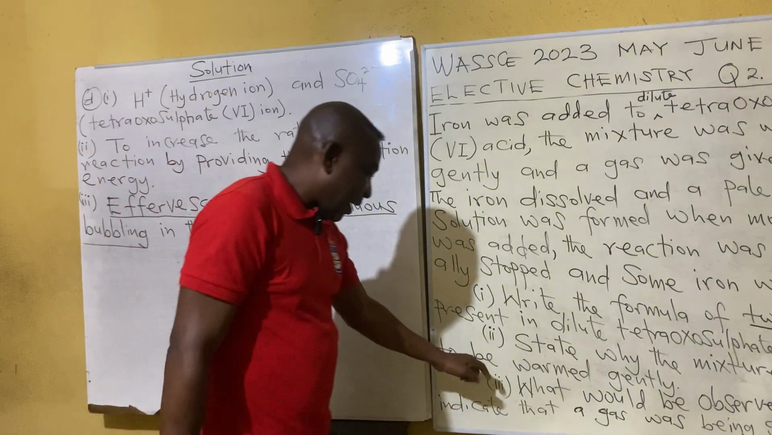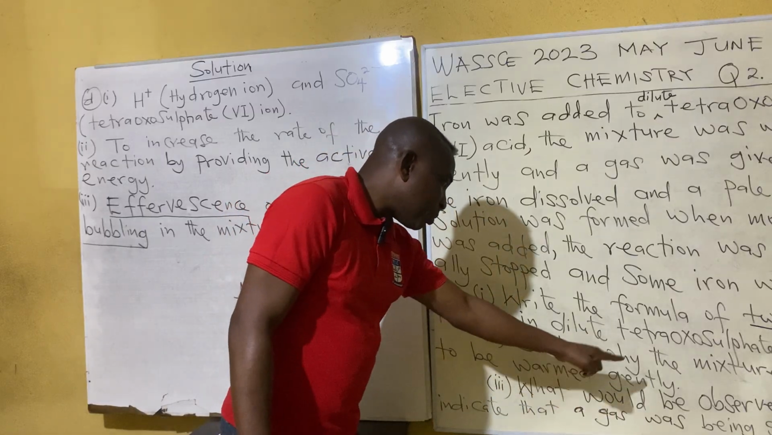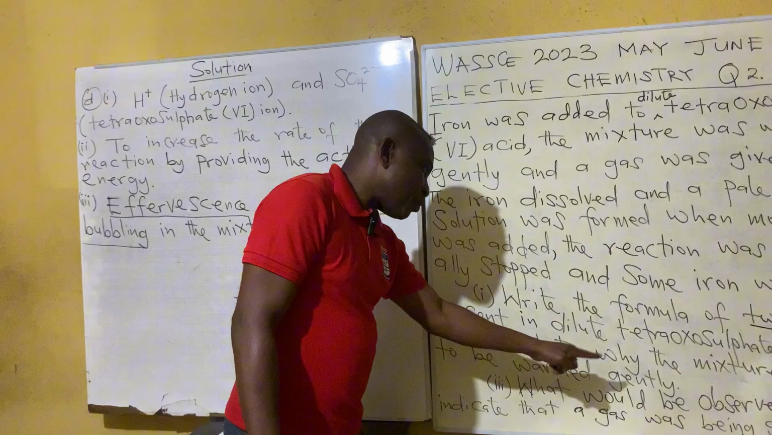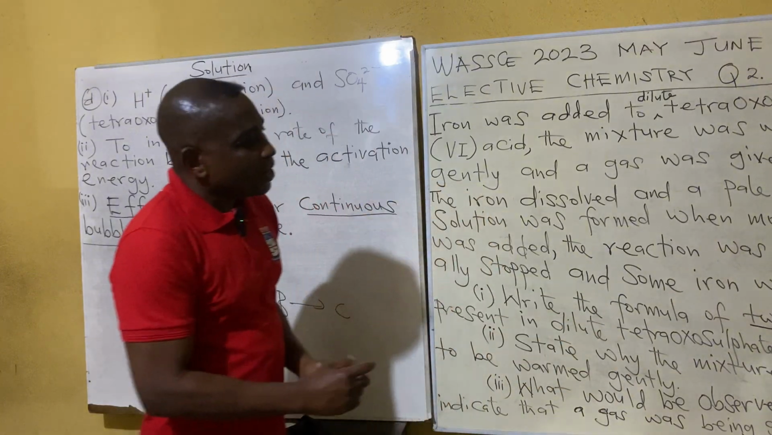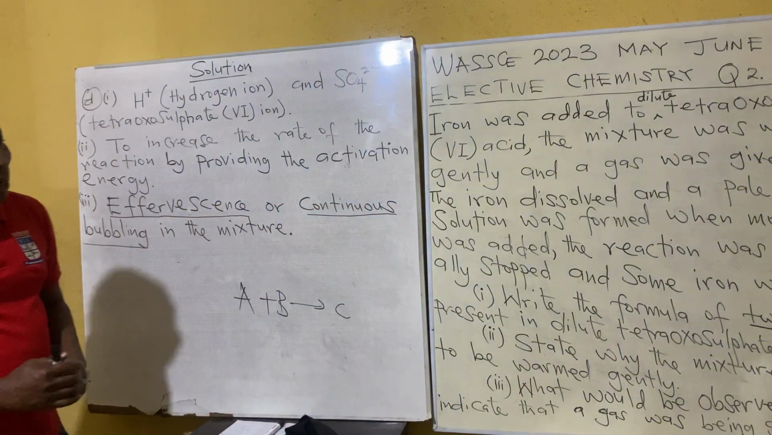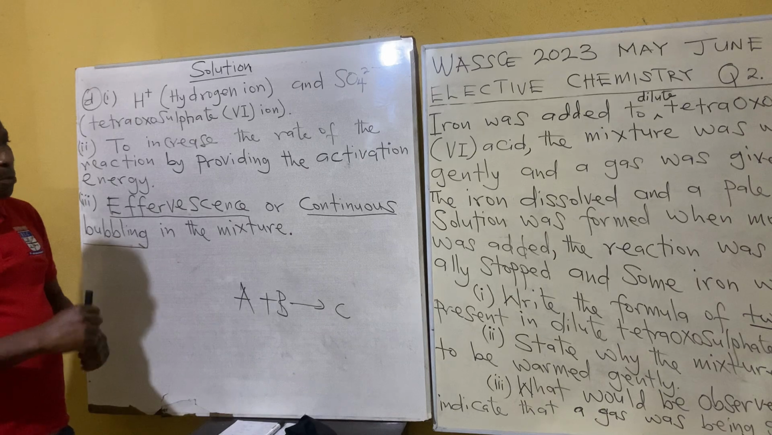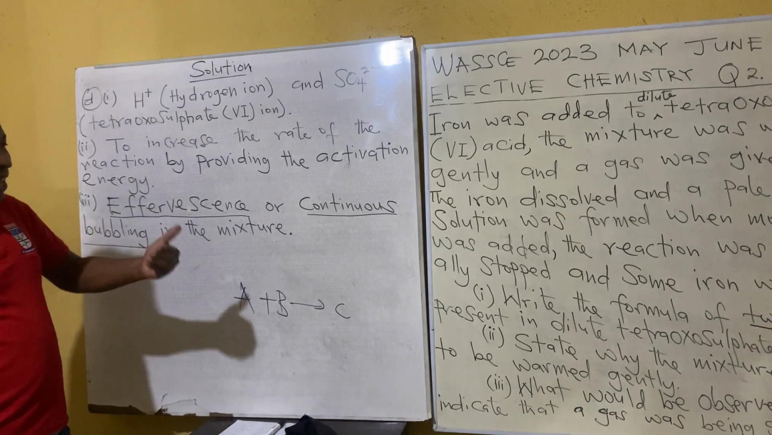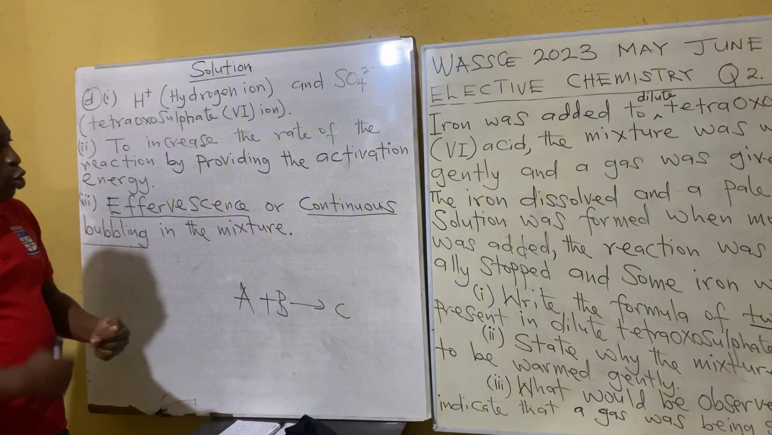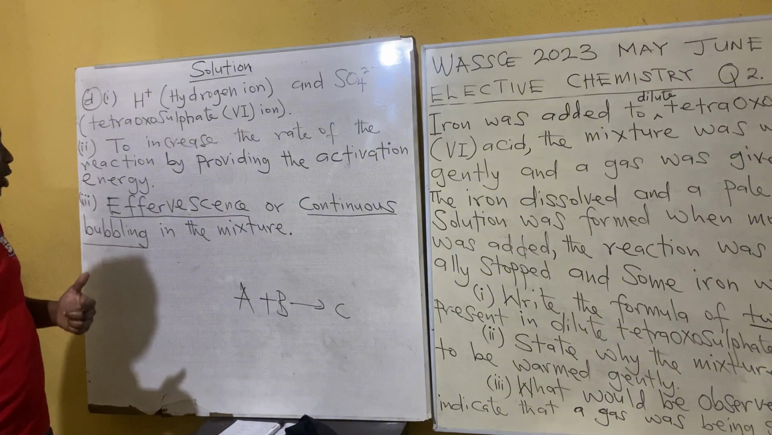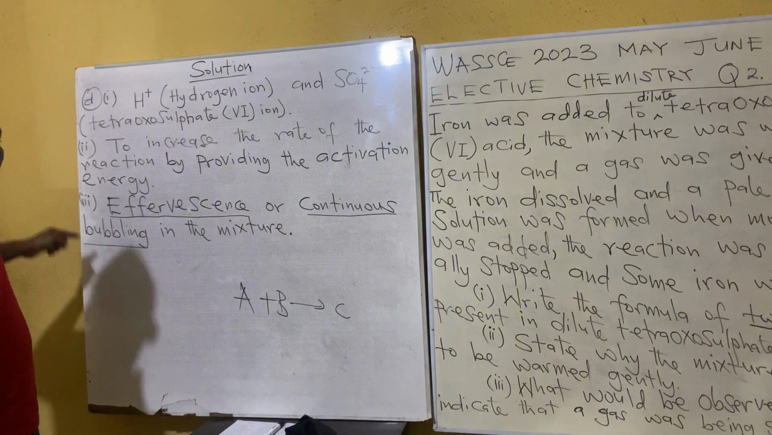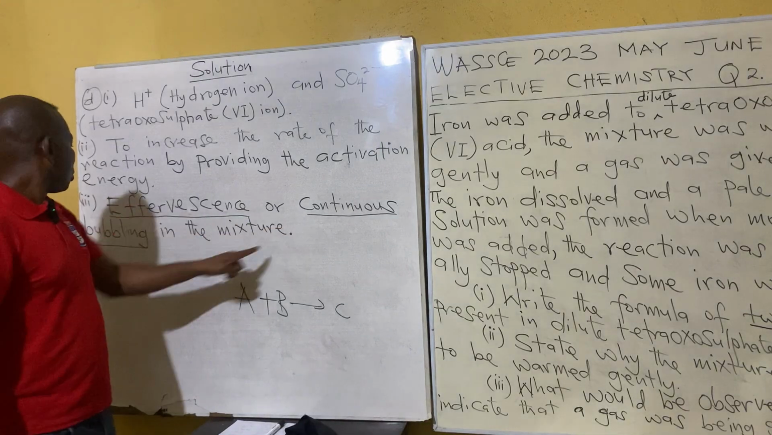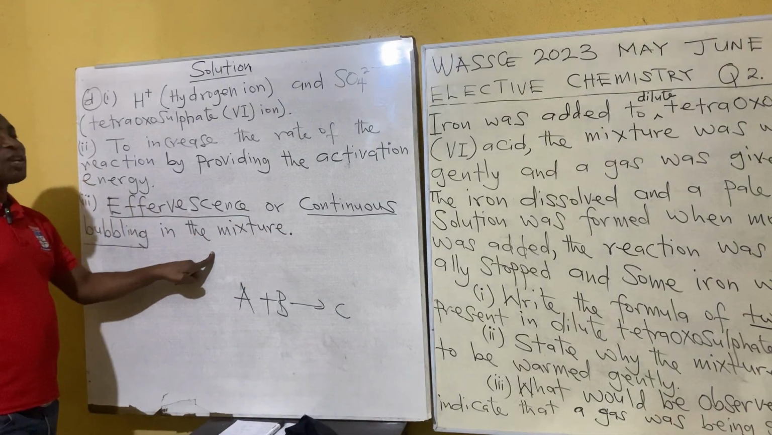The third one, what would be observed to indicate that a gas was being given off? Now, whenever you are performing an experiment and you see bubbles coming out of the mixture, it tells you that gas is being released. So continuous bubbling is what we call what? Effervescence. So the third one: effervescence or continuous bubbling in the mixture.